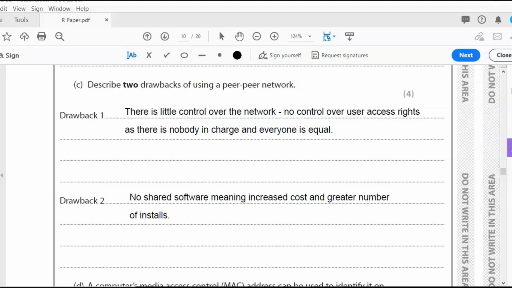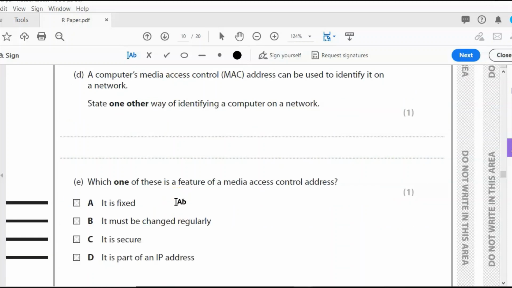D. A computer's media access control or MAC address can be used to identify it on a network. Take one other way of identifying a computer on a network is, of course, an IP address. So 2 ways to identify a device on a network is through the IP address or MAC address. The IP address can change, and I did a video about that before. IP address can change, whereas MAC address is fixed and cannot change.